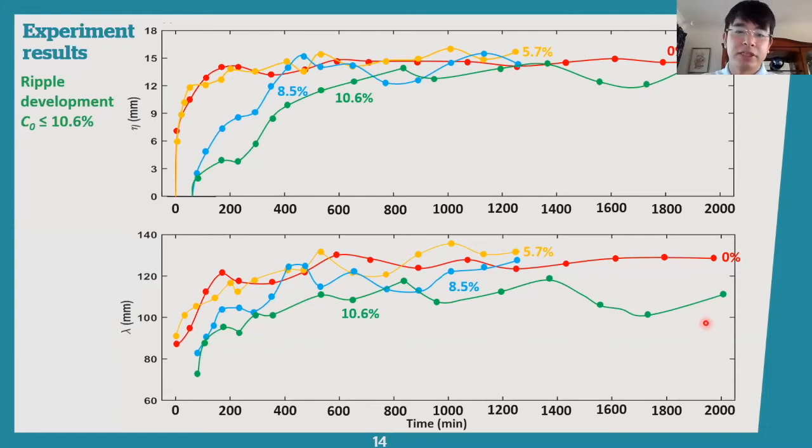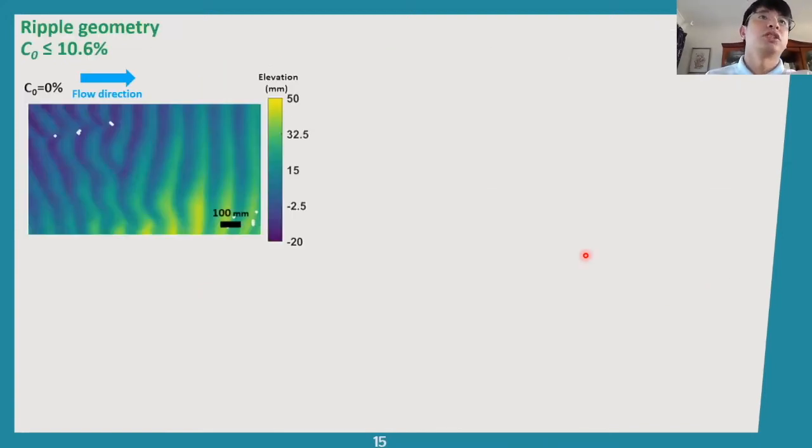However, the ripple wavelengths were lower than the clean sand ripple wavelengths. And this plot shows the planform geometry of the clean sand ripples in the control experiment. As you can see, these clean sand ripples were typical two-dimensional ripples with quite straight and continuous crestlines.